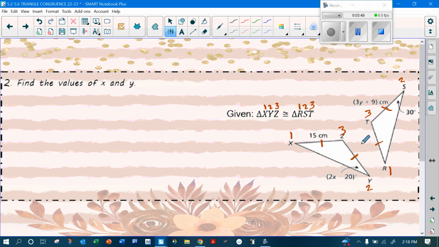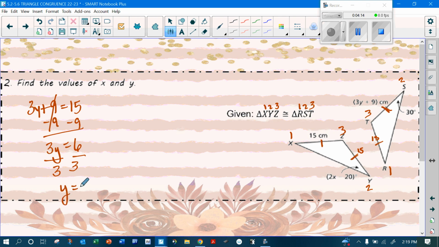So since this is 15, I know this one is 15, which means this one is 15, and this one is 3y plus 9. Well, since it has the same tick mark, then that means 3y plus 9 is equal to 15. So we're going to subtract 9 from both sides. We get 3y is equal to 6. Divide both sides by 3. We get that y is 2.